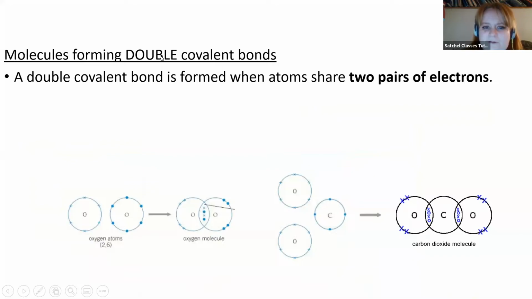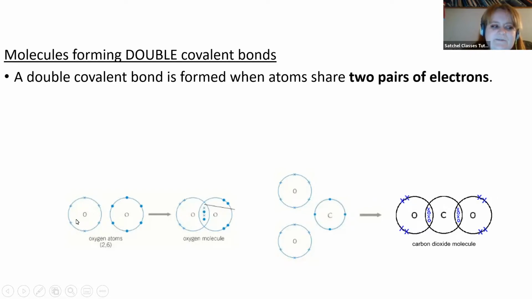Okay, so double covalent bonds. A double covalent bond is when 2 atoms share 2 pairs of electrons. Probably guessed that. So you've got oxygen atoms here, 2, 6. It means their electron configuration. We're only showing the outer electrons. That's a good point here. Only the outer electrons are shown.